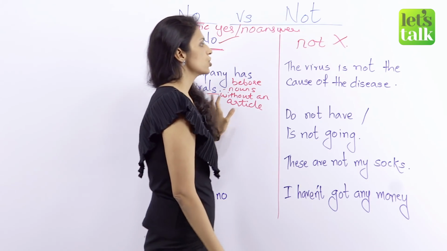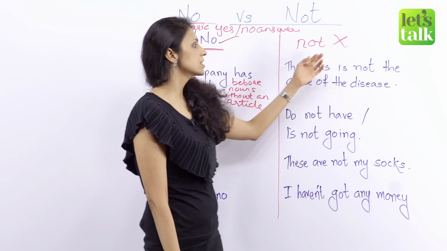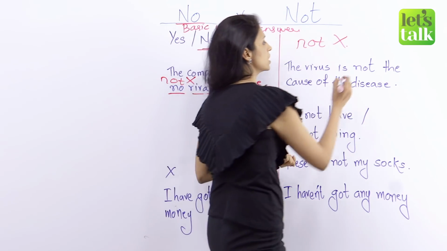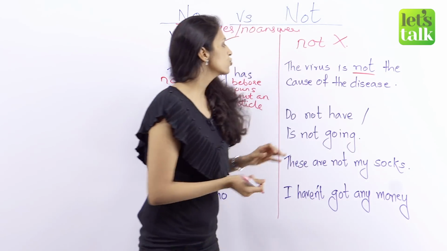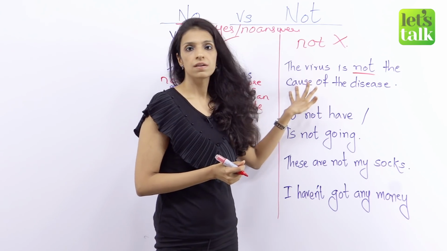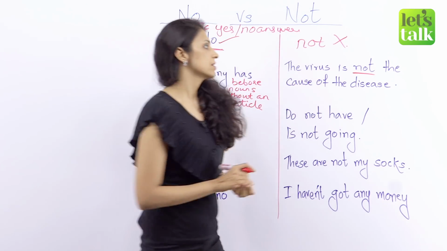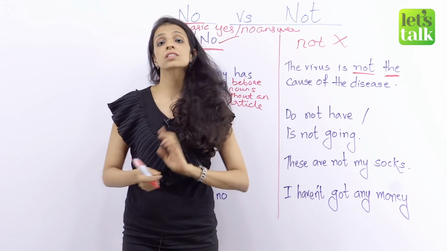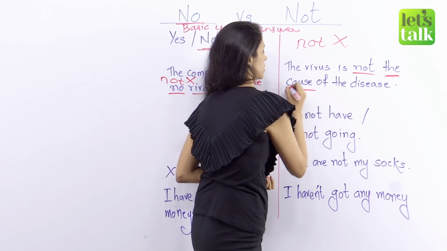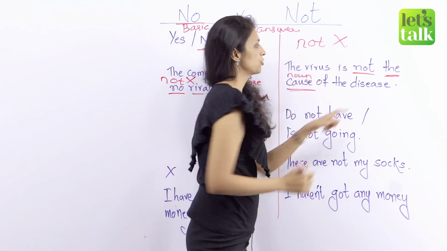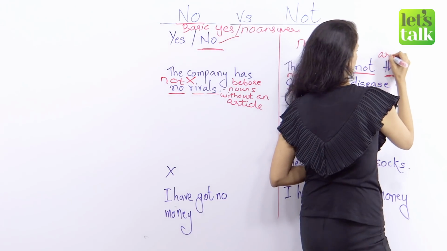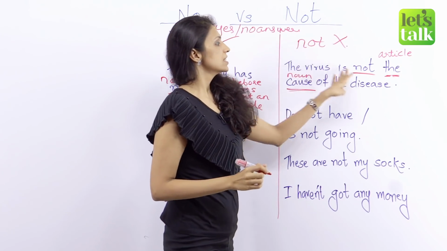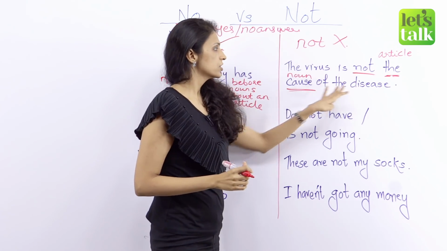Let's see how we use not. The virus is not the cause of the disease. Okay, if you see not here, I have used it before a noun with an article. So cause, there are many causes. One cause is a noun, and you have an article here. Okay, so the virus is not the cause of the disease.